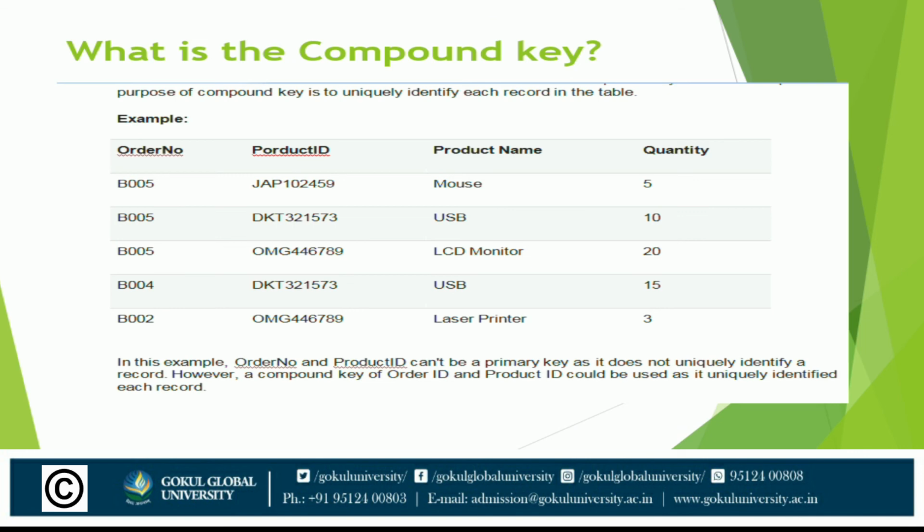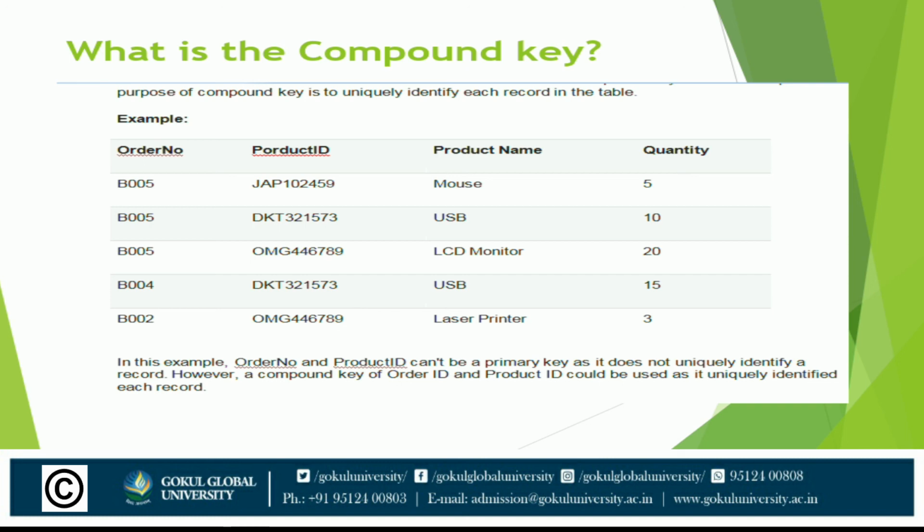Compound key. A compound key has two or more attributes that allow you to uniquely recognize a specific record. It is possible that each column may not be unique by itself within the database. However, when combined with another column or columns, the combination of composite keys becomes unique. The purpose of a compound key is to uniquely identify each record in a table.